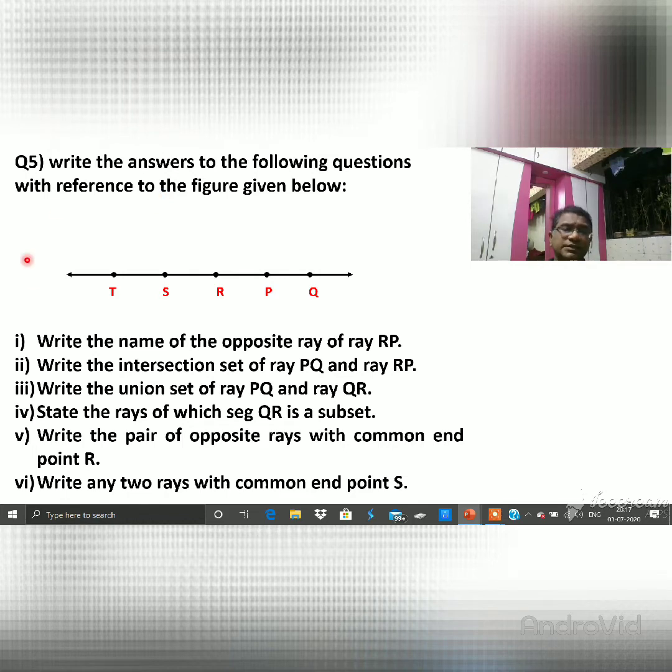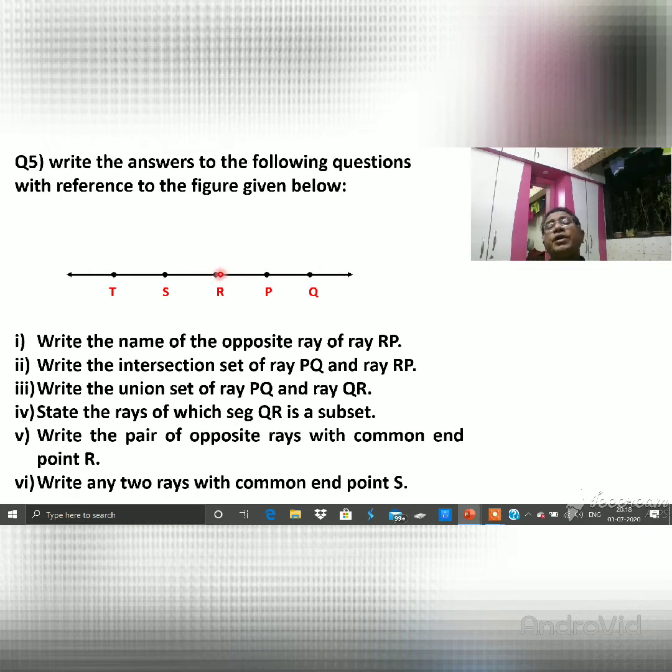First they say, write the name of the opposite ray of RP. So see, this is RP. This is the ray that starts from R and goes in this direction. Ray means one side is unlimited. So in RP, this side is unlimited. So this is the ray RP.